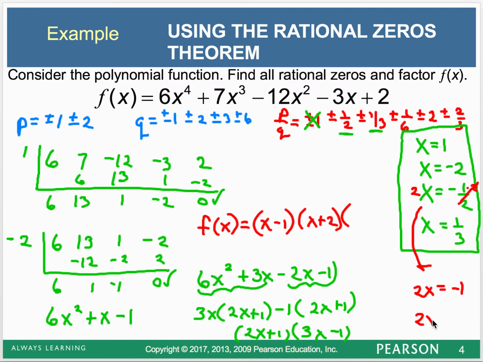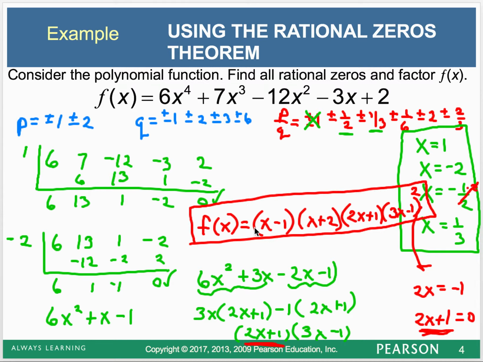Add 1 to both sides. 2x plus 1 equals 0. And we'd say, oh, okay, so here's our factor. Of course, we already have it from over here, but if all of these were fractions, that's how we would find our factors. So then we have 2x plus 1, and finally 3x minus 1. So here it is factored, and then here are my zeros.